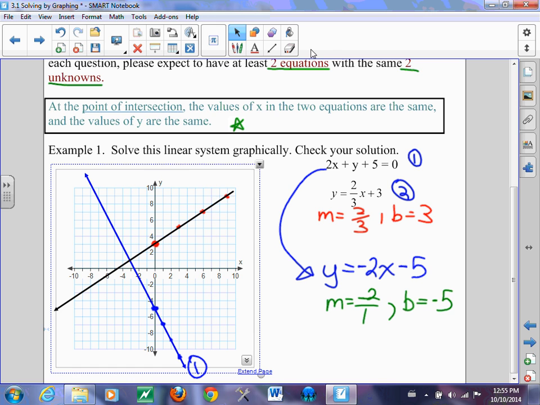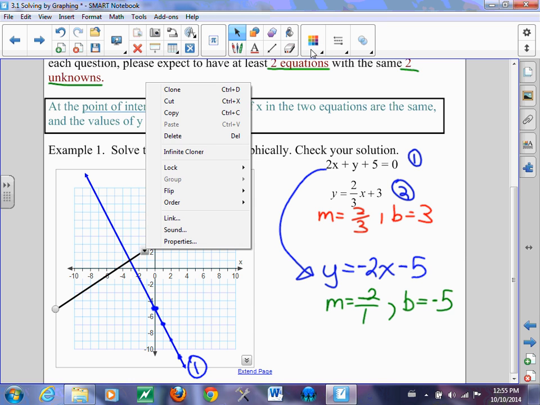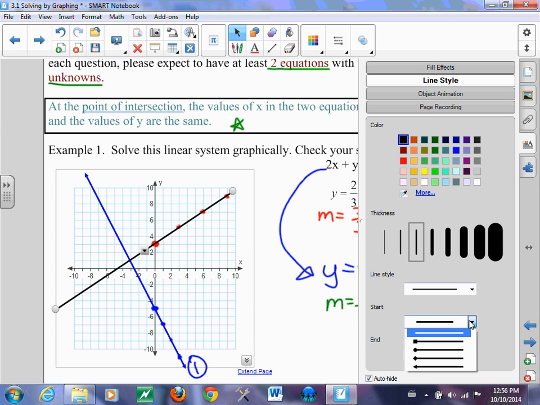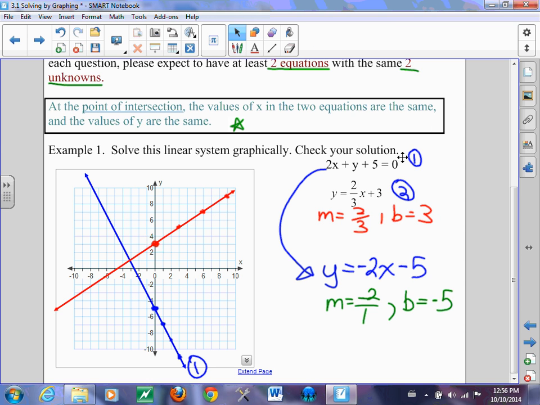Okay. And then I need to make sure I've got arrows on both sides. Make sure you've got, I'm just going to color it red. Okay, and don't forget to label it equation 2. So that was this next step, graph both lines.